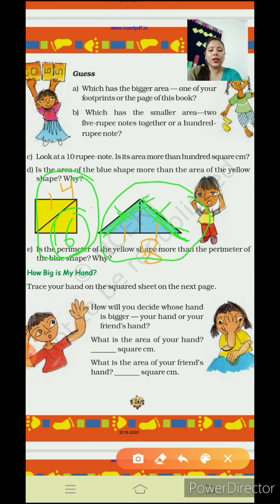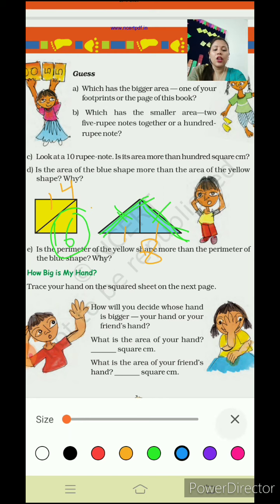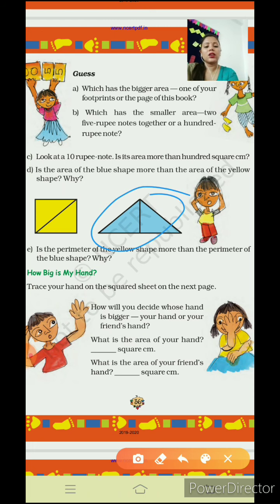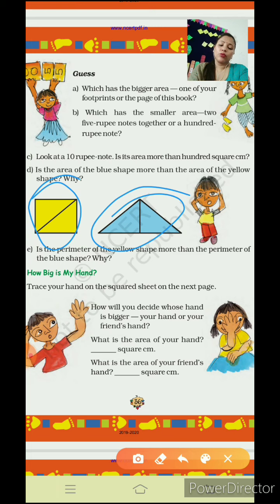जो आपका triangle है उसका perimeter आपके square से ज़्यादा होगा. आपके blue triangle का perimeter आपके yellow square से ज़्यादा होगा. Clear?